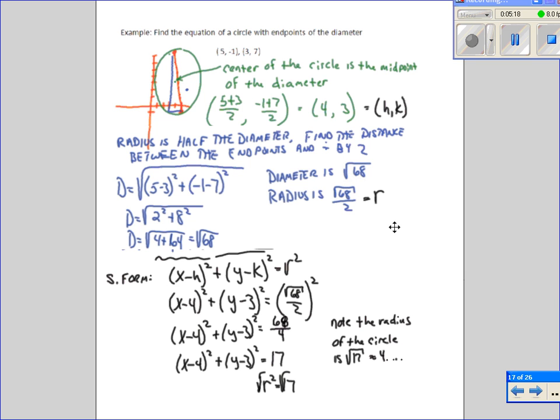And then putting that into our standard form, we know the value of h, we know the value of k, we know the value of r, and this simplifies quite a bit. When we square the root 68 over 2, we get 68 over 4, which actually turns out to be 17. And so the radius of the circle is the square root of 17, which is about 4 point something or other.